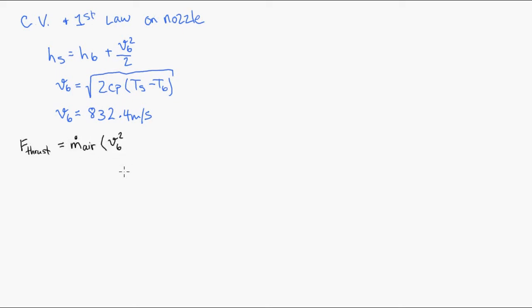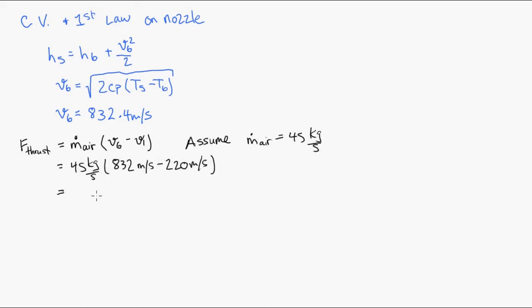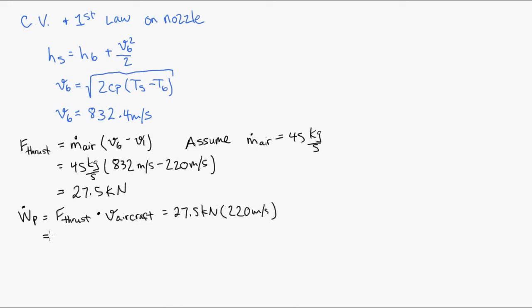To find the thrust, we multiply the mass flow rate of air by the change in velocity, and we're given the mass flow rate of air in the problem. We can find the difference in velocity, and then we get about 27.5 kilonewtons of thrust. To get the propulsive power, you multiply the thrust by the velocity of the aircraft, and we get a propulsive power of about 6 megawatts.